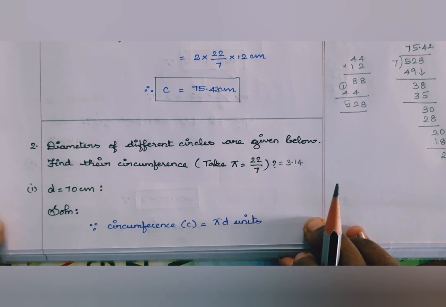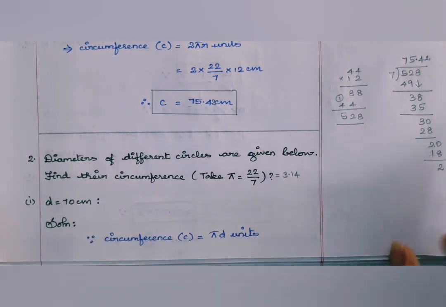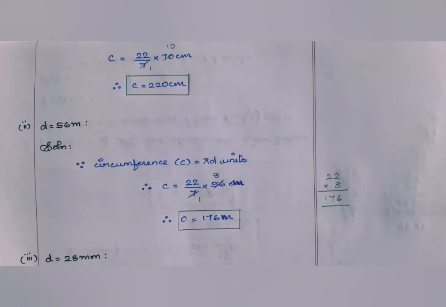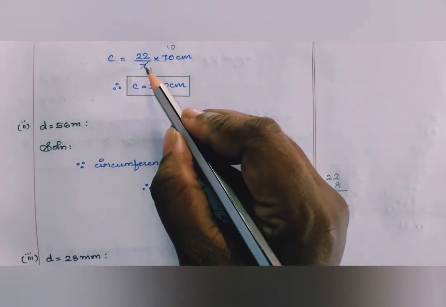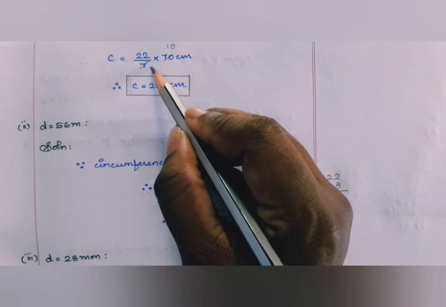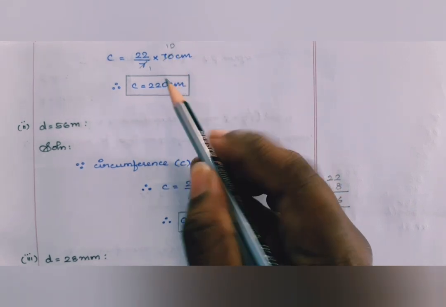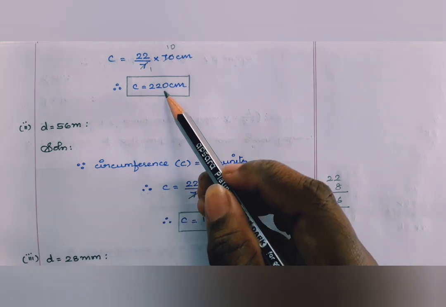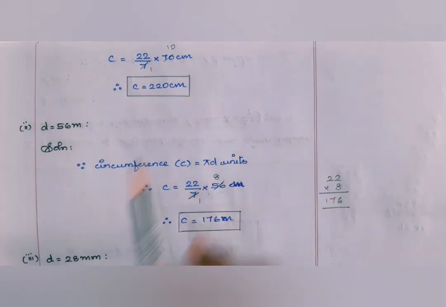First, the diameter of a circle has been given, which is 70 centimeter. So, since we know the formula for the circumference of the circle when diameter is given, we'll be taking it as pi d units. Clear? Yes. So, C is equal to pi, which is 22 by 7, into 70 centimeter. 1 7 is 7, 10 7s are 70. 22 into 10 is 220. Therefore, the circumference is equal to 220 centimeter.